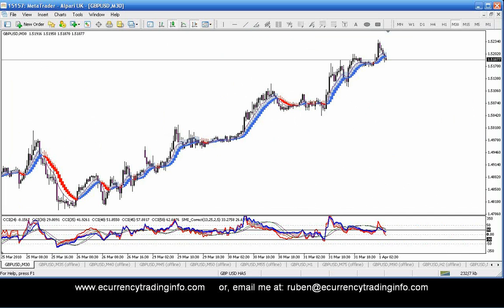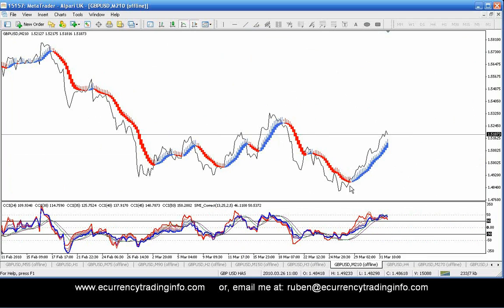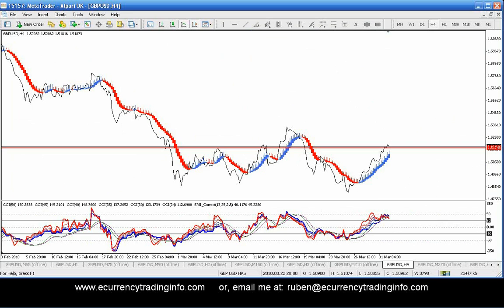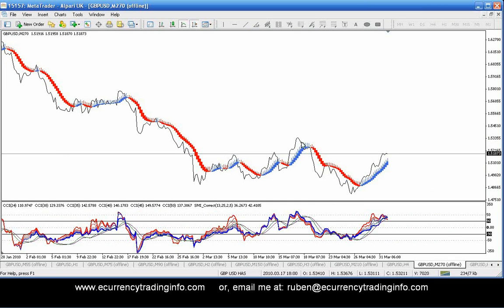So we were on the 3.5 hours, I believe, and it still has a tiny bit of blue. 4 hours, there is still a wick that is blue, and 270 minutes, it is all red. This is how I want to see it.